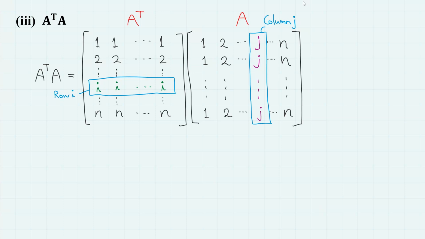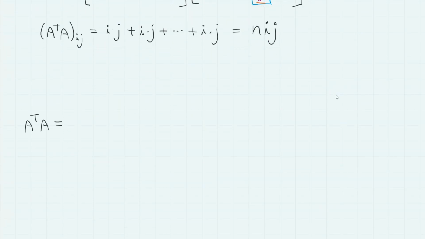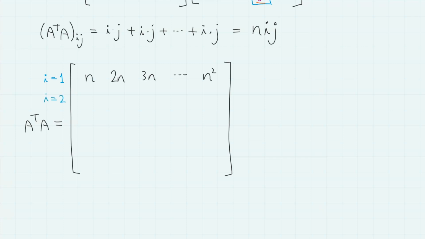Next, A transpose times A. Here, the ith row has elements i, and the jth column has elements j. So we have (A transpose A) sub ij given as i times j plus i times j plus so on, plus i times j, which gives n times ij. Therefore, A transpose A is given as: the first row, where i equals 1, is n, 2n, 3n, so on, n squared. The second row, where i equals 2, is 2n, 4n, 6n, ..., 2n squared. The third row is 3n, 6n, 9n, ..., 3n squared, and so on.